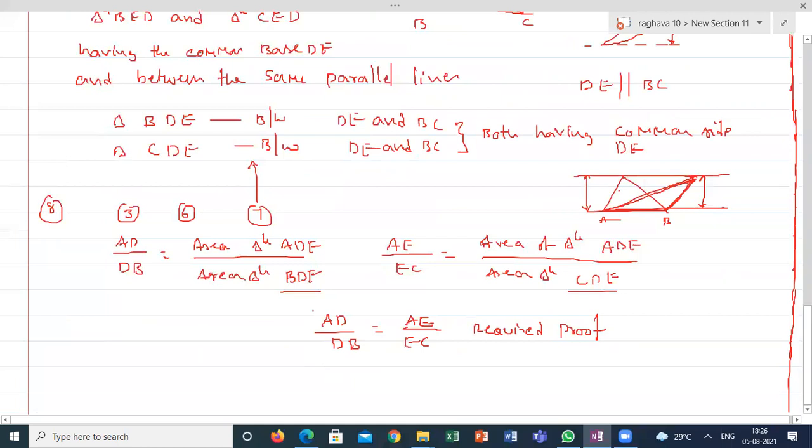And this statement is known as basic proportionality theorem. Got it? Understood, guys? Anyone wants one more time to discuss? So we understood.